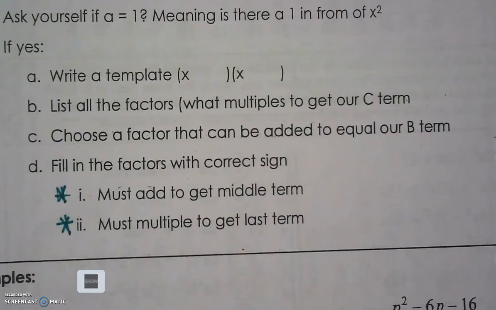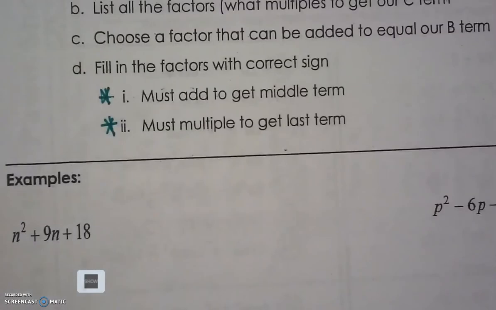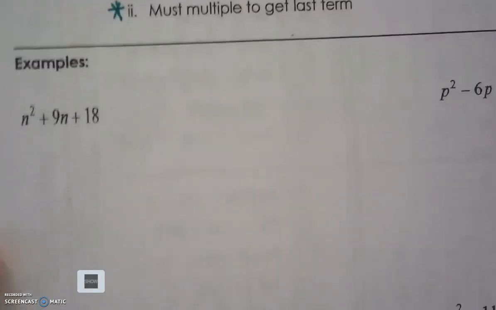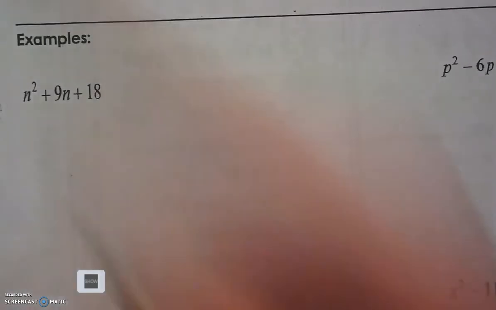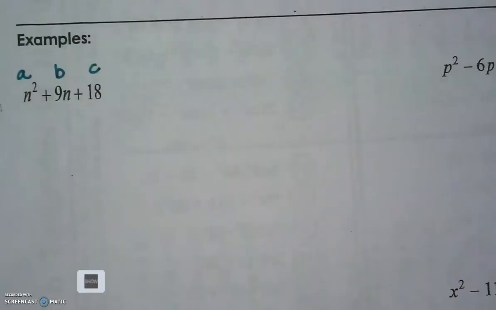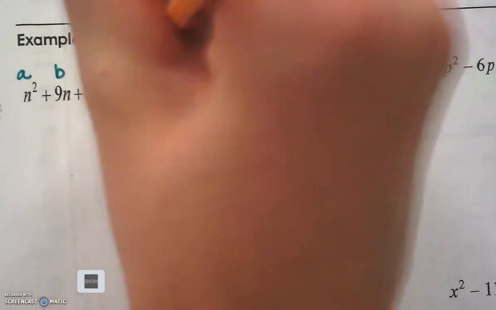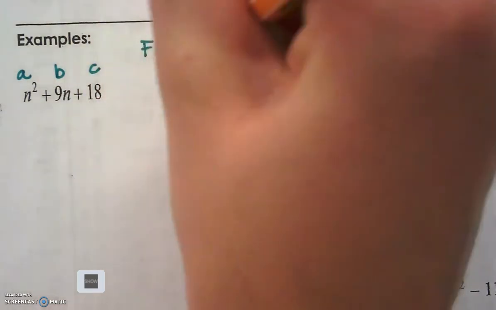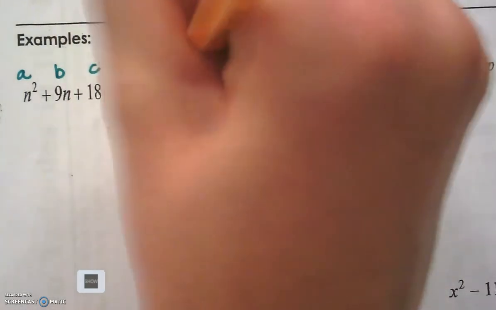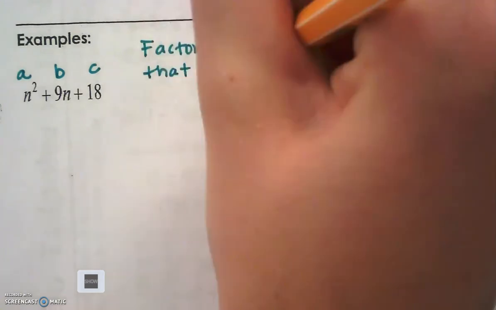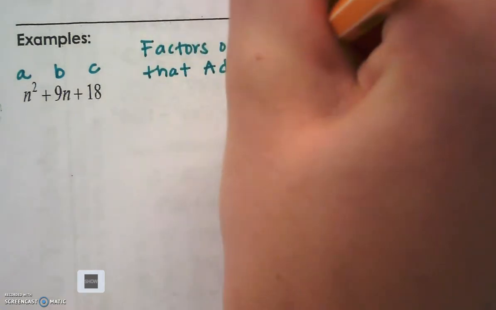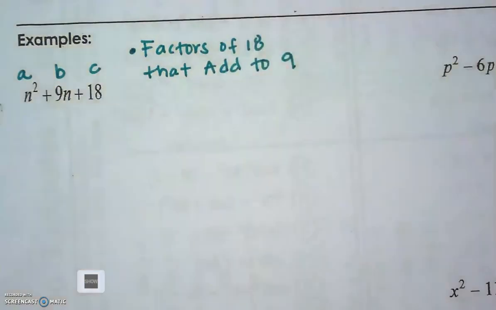So we were doing these quickly in our heads while in class, but let me break down what's going on in your brain. Remember, this is your A, your B, and your C term. So I need to know the factors of 18 that add to be 9. That's our first task.